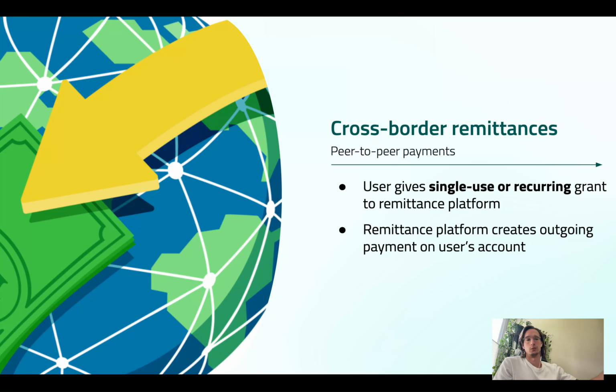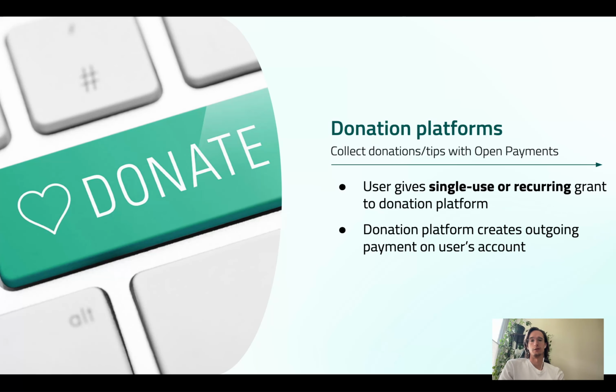Maybe that's one time, or maybe it's a monthly payment that they want to make. So as a user of a remittance platform, I can say that I want to, for example, spend $100 every month to send money to my family and friends around the world. So this remittance platform would be orchestrating the outgoing payment on the sender's account and the incoming payment for the receiver's account. You can have donation platforms.